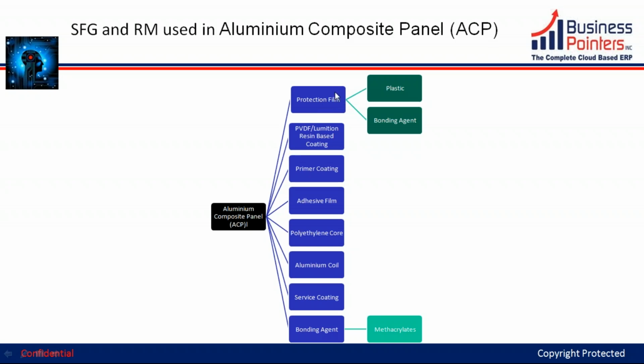So this is actually a multi-level bill of material, which is a unique feature of this software. Again, we have the bonding agent. Methacrylates is one of the raw materials that will be used to make bonding agent, and then this bonding agent will be used to make the protection film, and then the protection film will be used to make the aluminium composite panel. So it is a multi-level bill of material.